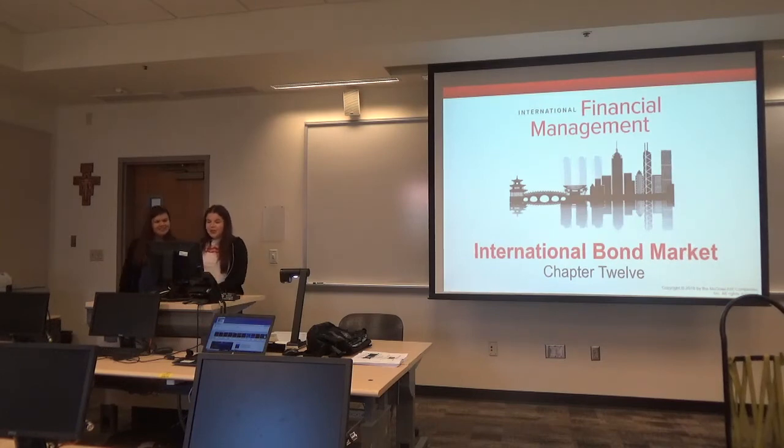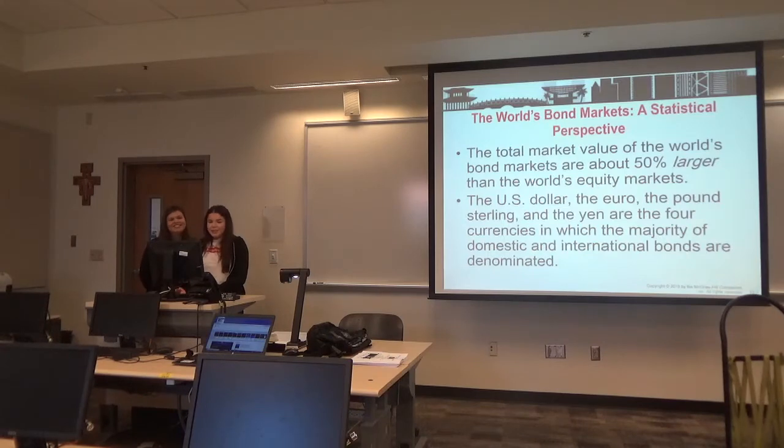Okay, so we did chapter 12, international bond market. All right, everyone, listen. The total market value of the world's bond markets is about 50% larger than the world's equity markets. The US dollar, the euro, the pound sterling, and the yen are the four currencies in which the majority of domestic and international bonds are denominated.